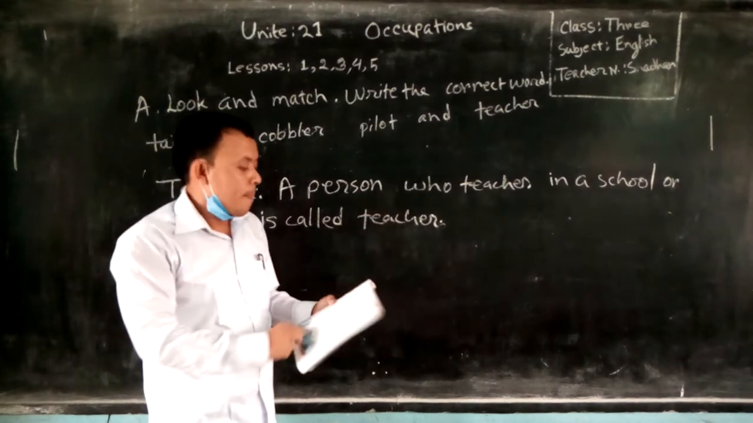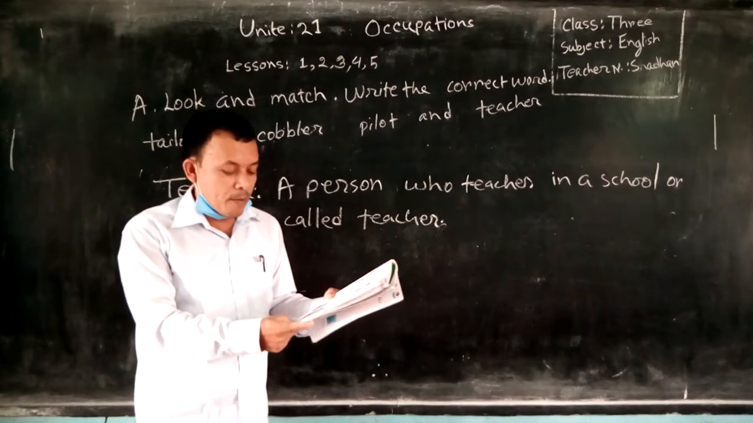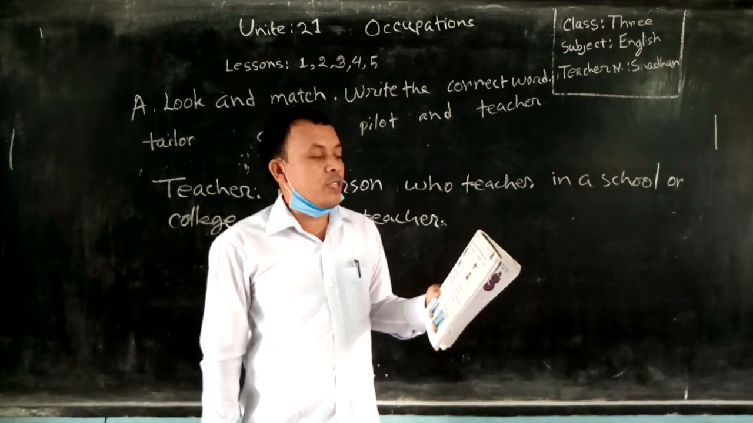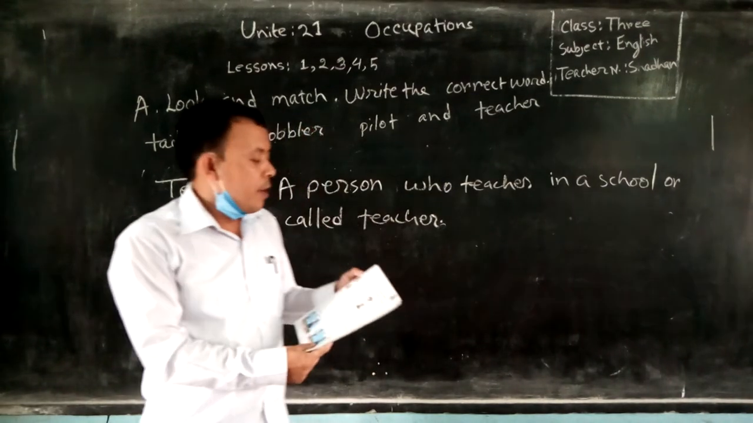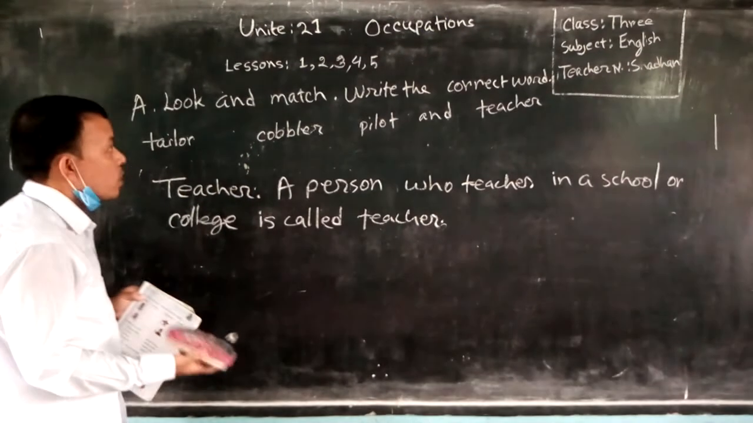Then you have to turn to page number 43. Here also you can see lessons 3 to 5, unit 21. A, look and match, write the correct word. I have to clean the board.